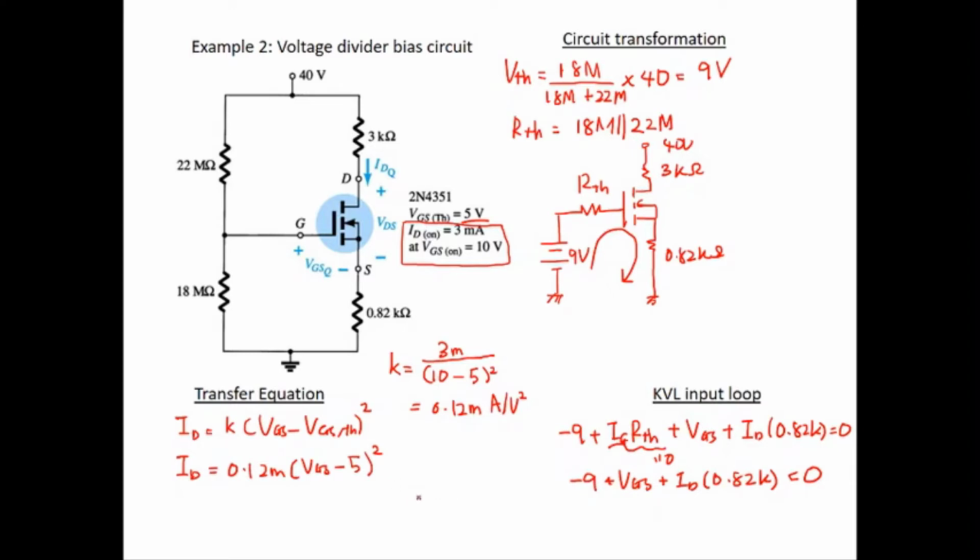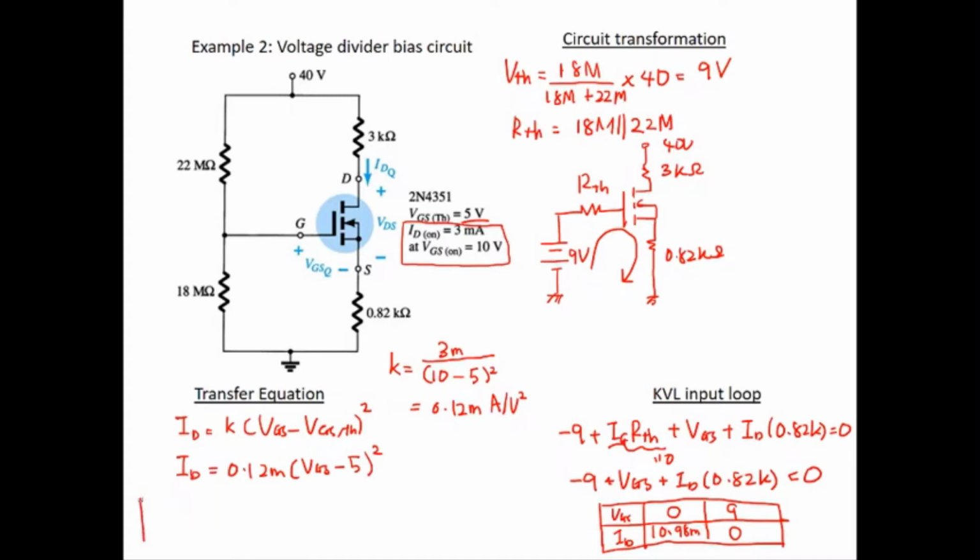Okay, so to get the solution, you have two ways. The first way is graphical, and the second way is mathematical. If you want to do the graphical way, you need to have a number of points. For the KVL loop, this is VGS, this is ID. When VGS is 0, ID is equal to 10.98. When ID is 0, VGS is 9. Because this KVL loop is a linear equation, two points are sufficient.